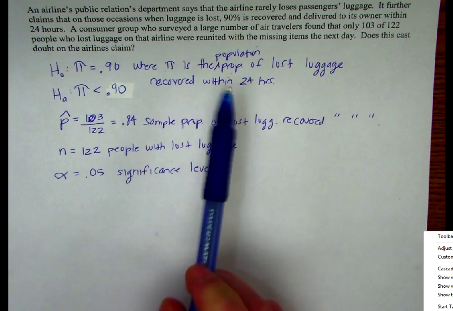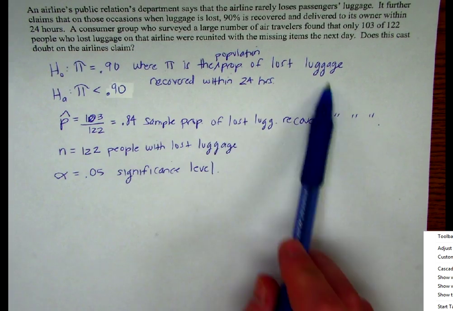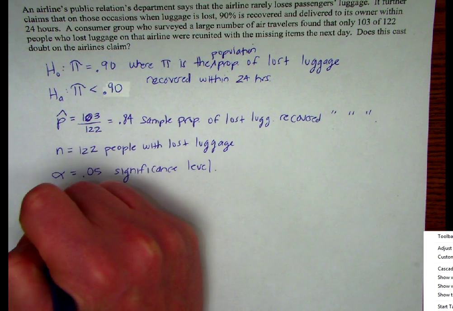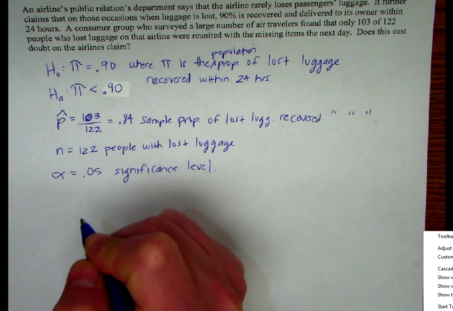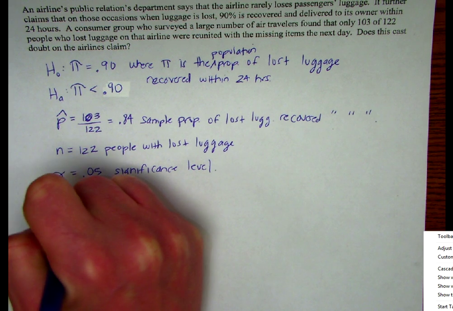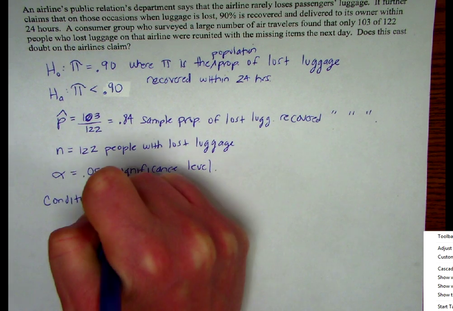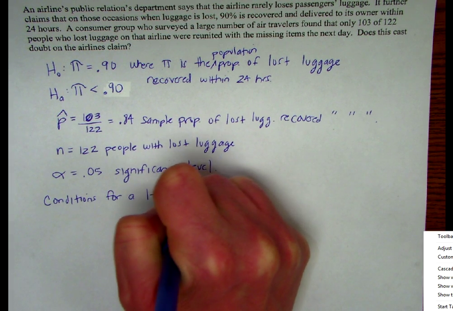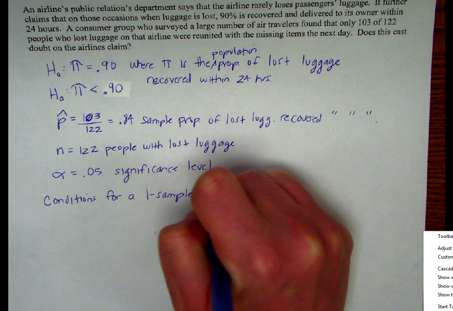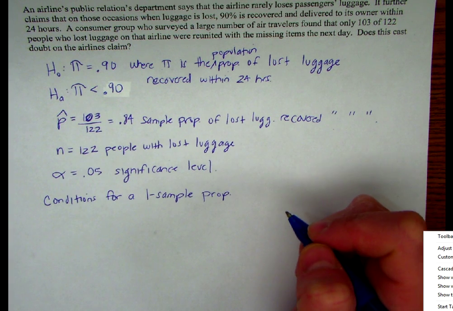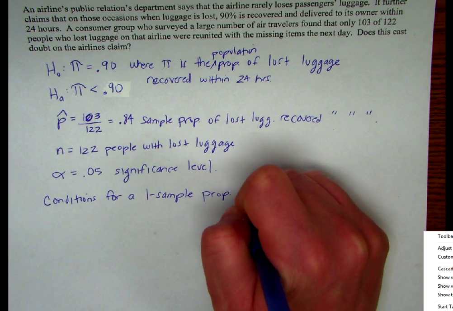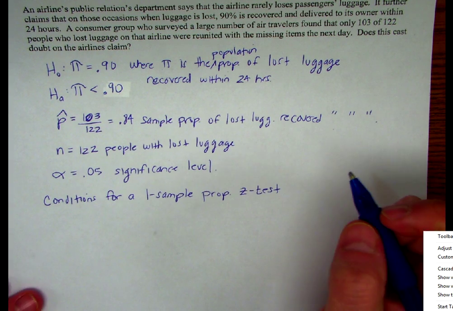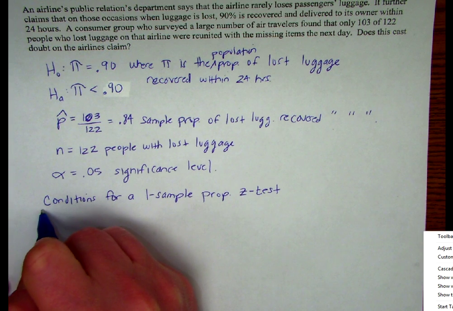This is going to be one step in a significance test. The next thing you're going to do is your conditions. So you're going to title it, your conditions for a one sample proportion, and I'll just call this a z-test. Proportions are always z's, by the way, never t-tests.